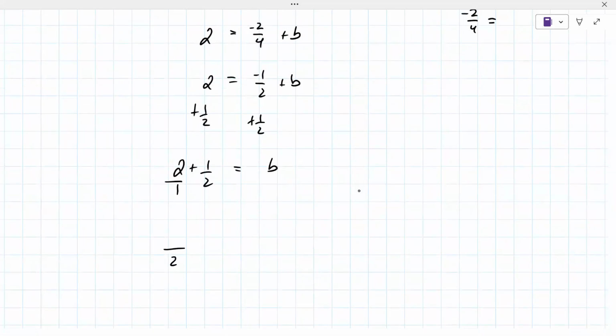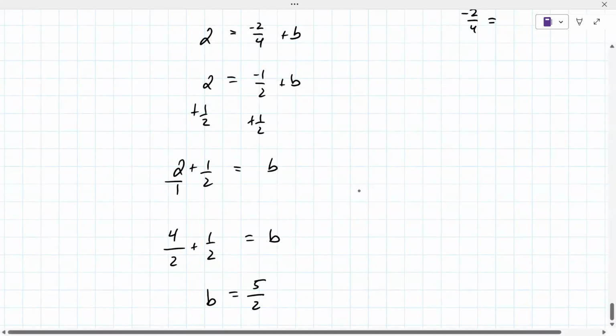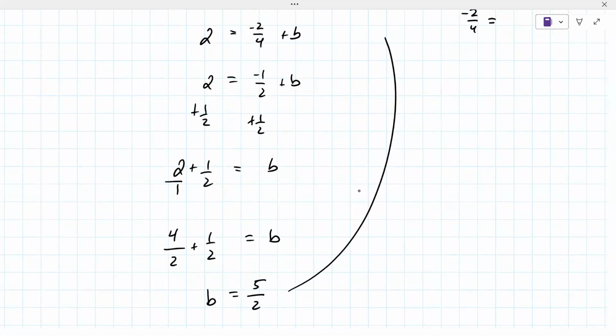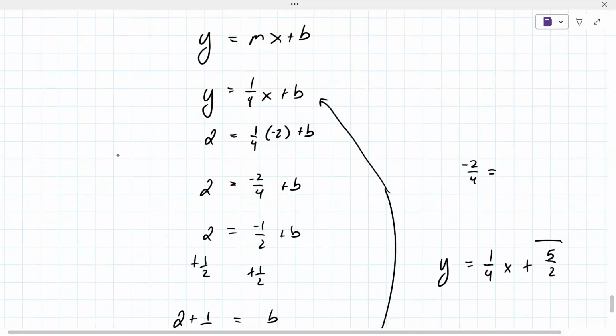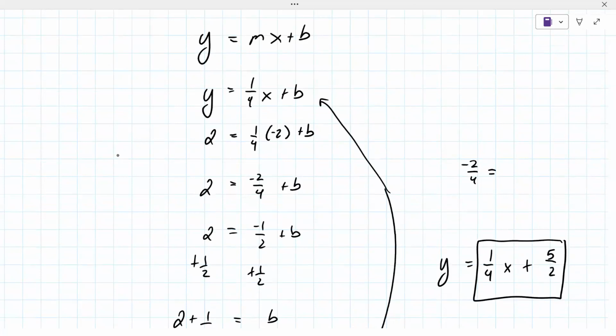Yeah, so this is now going to be 4/2 + 1/2. So b is 5/2. So that is the number that goes back into here. b is 5/2. So you get y equals 1/4x + 5/2. So just this part is what it wants in the box there. So hopefully you're seeing it's a lot of the same work.